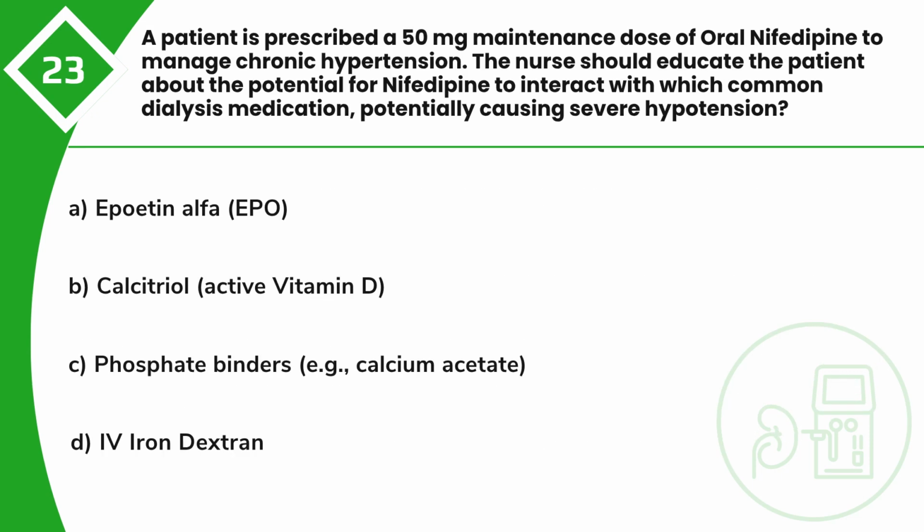Question 23. A patient is prescribed a 50 mg maintenance dose of oral nifedipine to manage chronic hypertension. The nurse should educate the patient about the potential for nifedipine to interact with which common dialysis medication, potentially causing severe hypotension? A. Epoetin alpha, EPO. B. Calcitriol, active vitamin D. C. Phosphate binders, e.g., calcium acetate. D. Iron dextran.